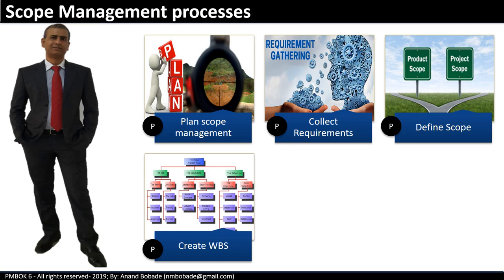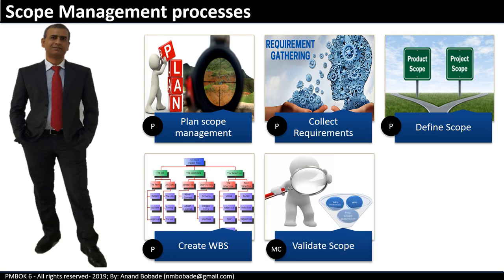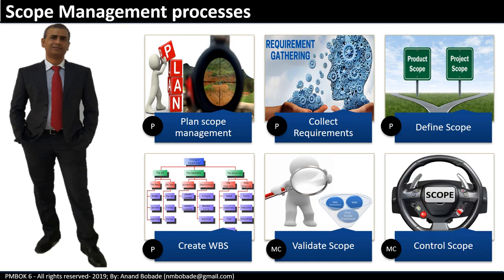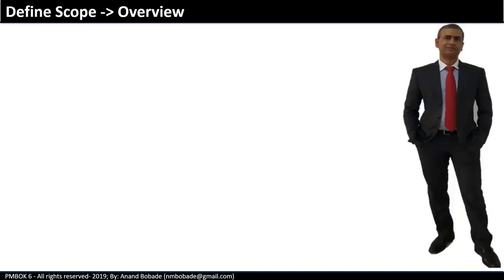So first four processes are a part of the planning process group. And then you have validate scope, which is business acceptance process, and control scope. This is where we will try to ensure whatever scope is defined, that is what is delivered, nothing less, nothing more. So last two processes are part of monitoring and controlling process group.